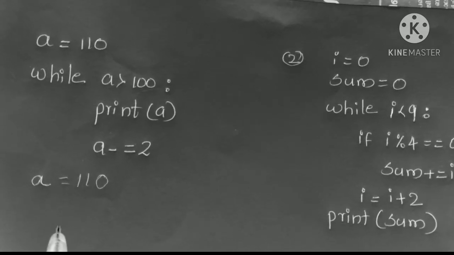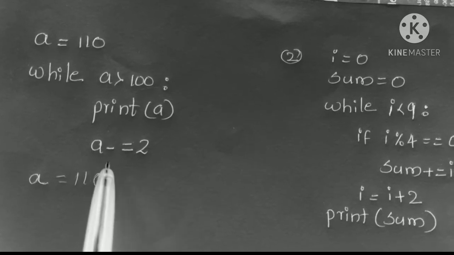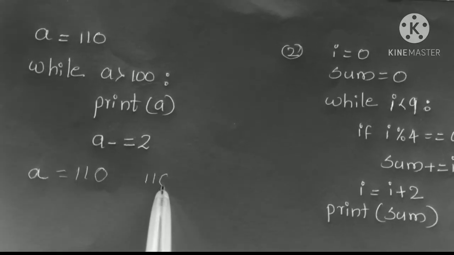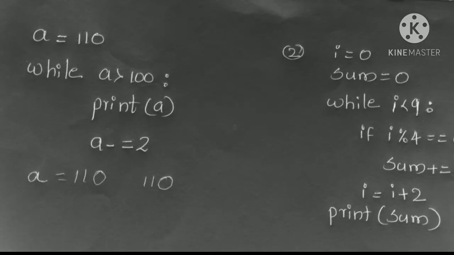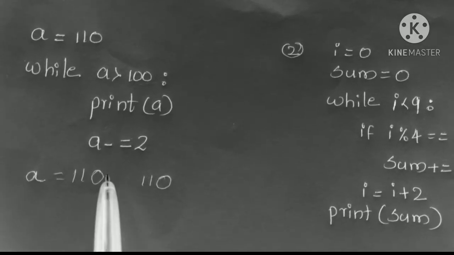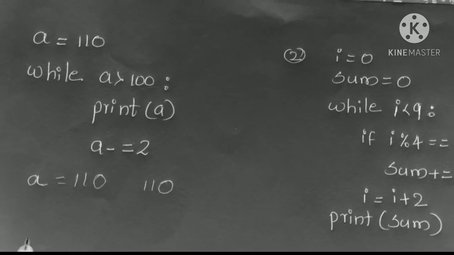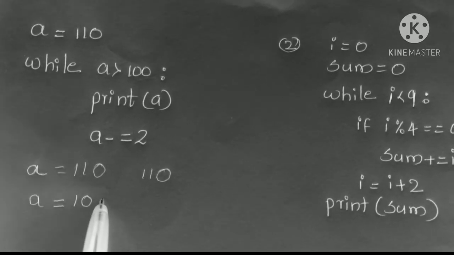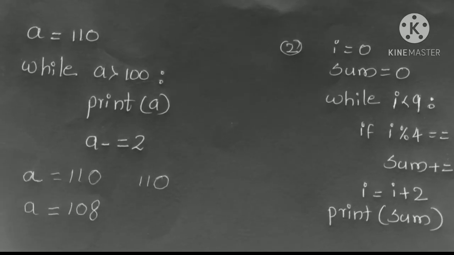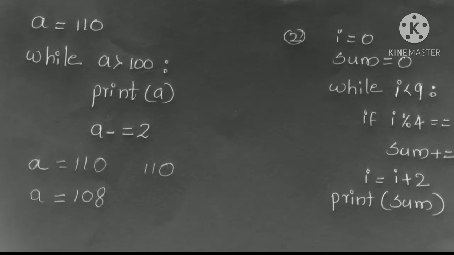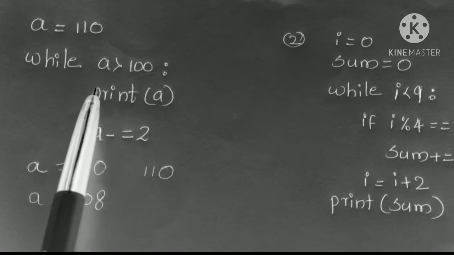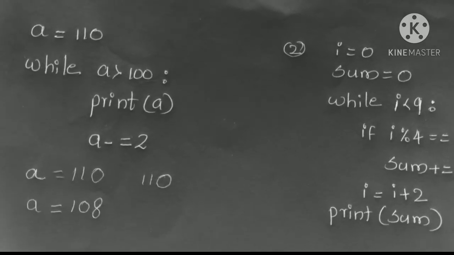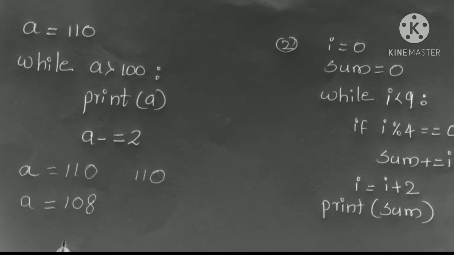Then A greater than 100, print A. So it will print 110. Then A minus equal to 2, then A will become 108 because 110 minus 2. Then again check whether A greater than 100. Yes, condition satisfied because the value of A is equal to 108.